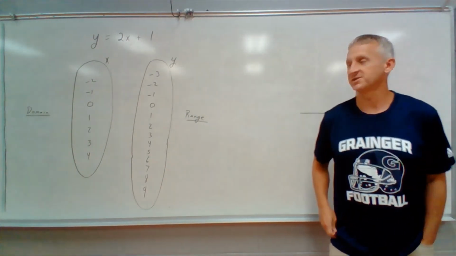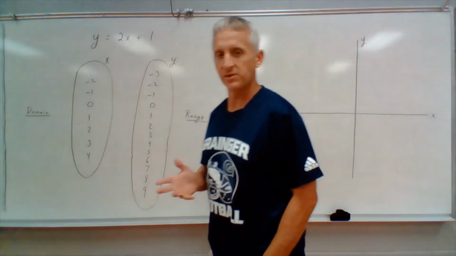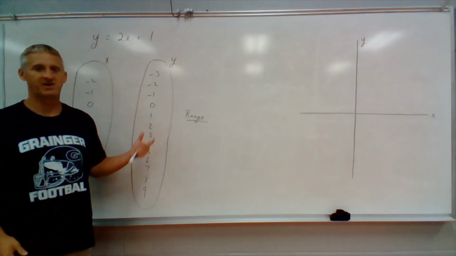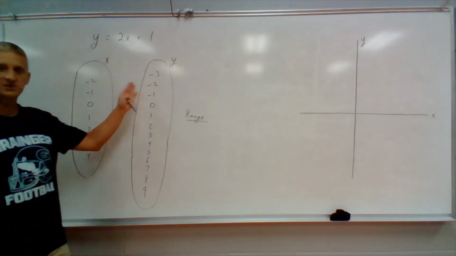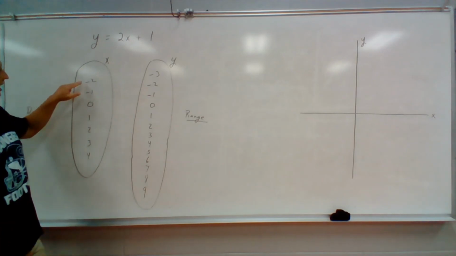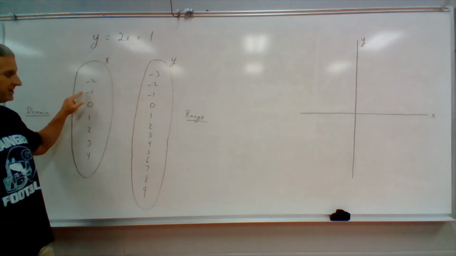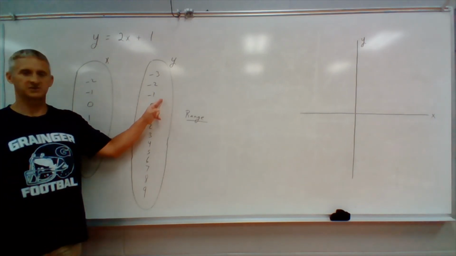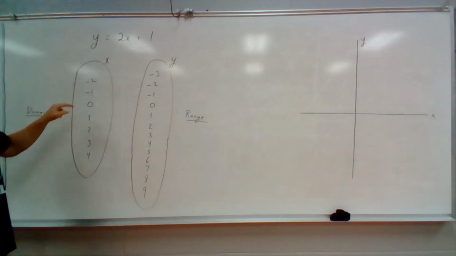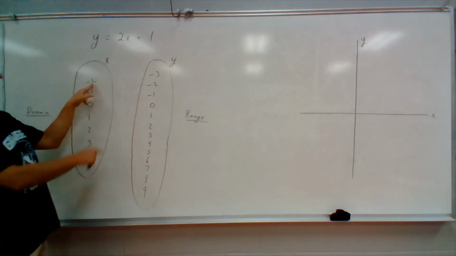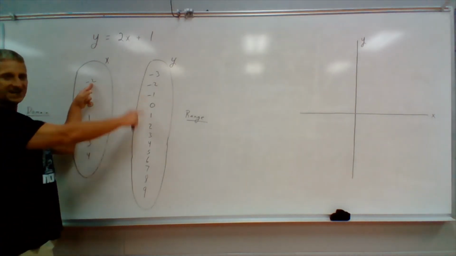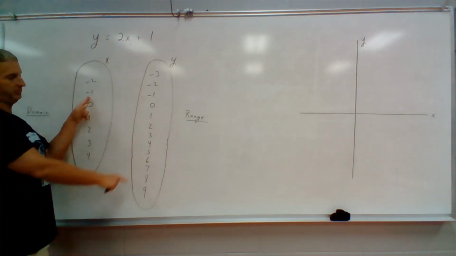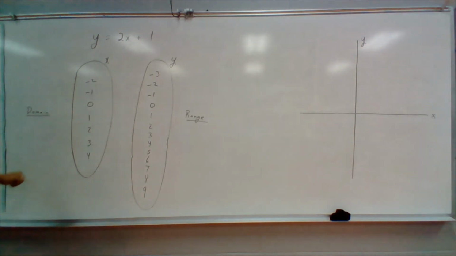Okay, let's talk about functions. So a function is just a relation between two sets of numbers. It doesn't have to be numbers, but usually in math it is. A relation between two sets of numbers where every element, or every number, in this first set matches with exactly one element in the second set. So for instance, this -2, I'm going to match it up with exactly one of the numbers over here. The -1 is going to match with exactly one element over there.